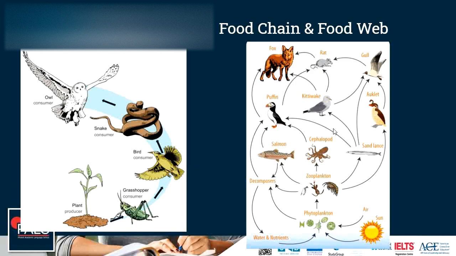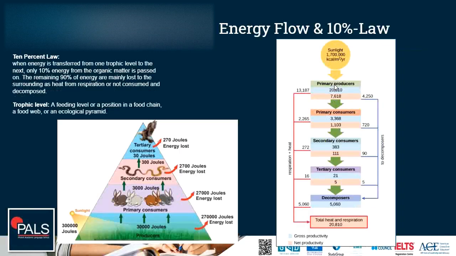Here we could assign trophic levels to every line. The first trophic level, phytoplankton down here, then zooplankton, second trophic level, everything that's on this stage, third trophic level, fourth and fifth trophic level. So the 10% law is how much energy gets from one trophic level to the next trophic level. And yeah, the rule of thumb is 10% here.